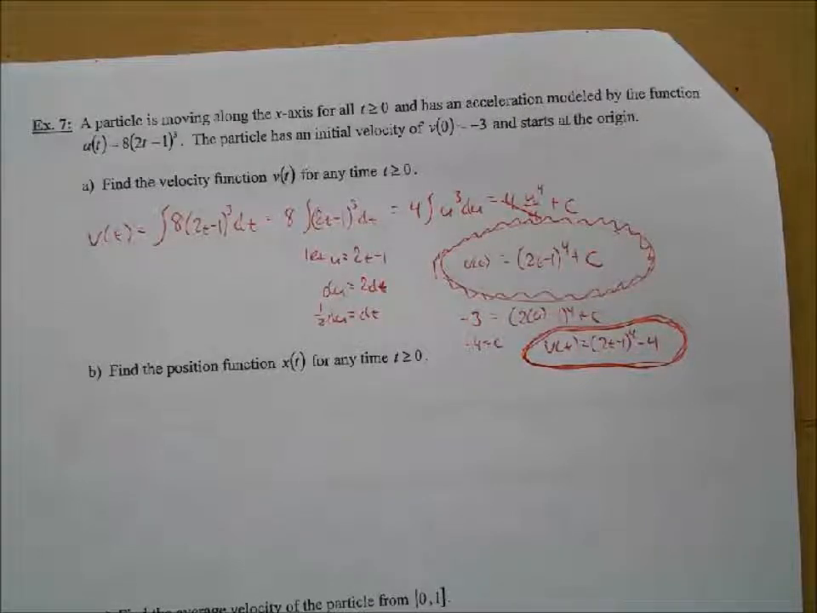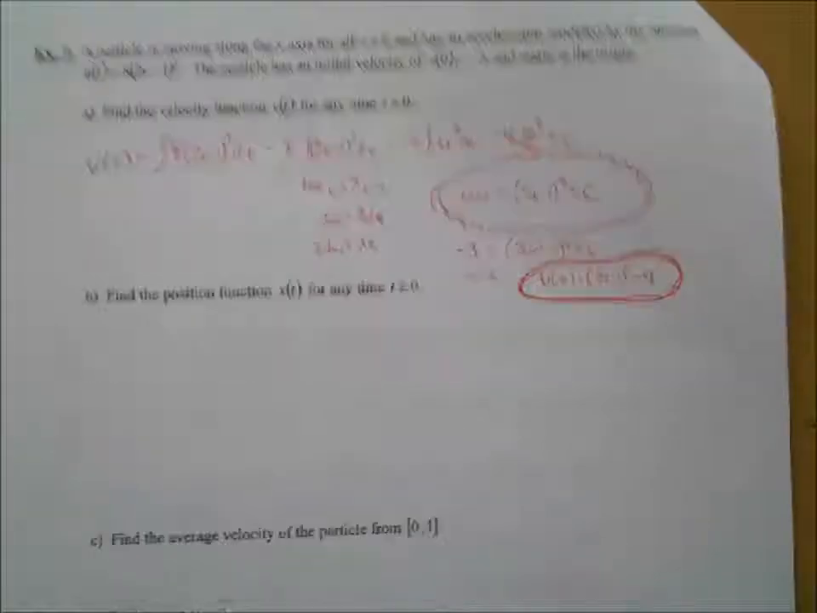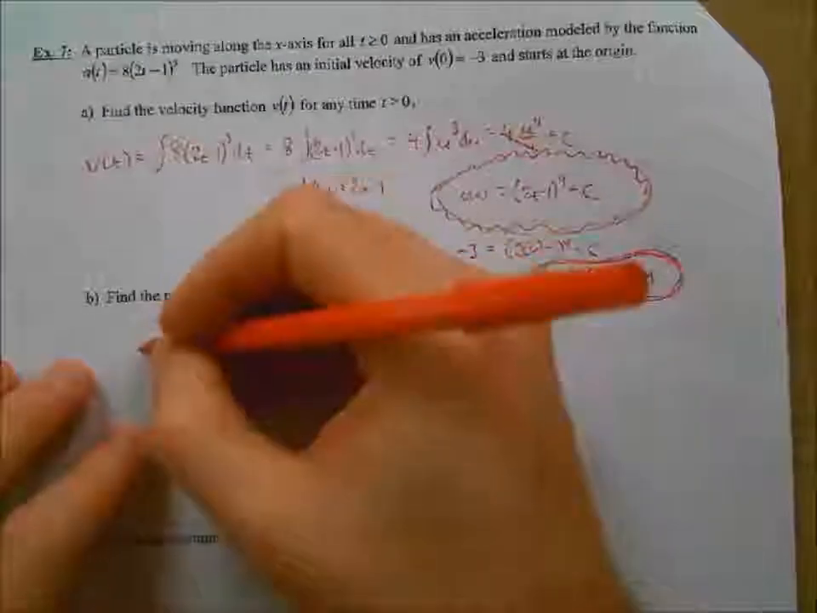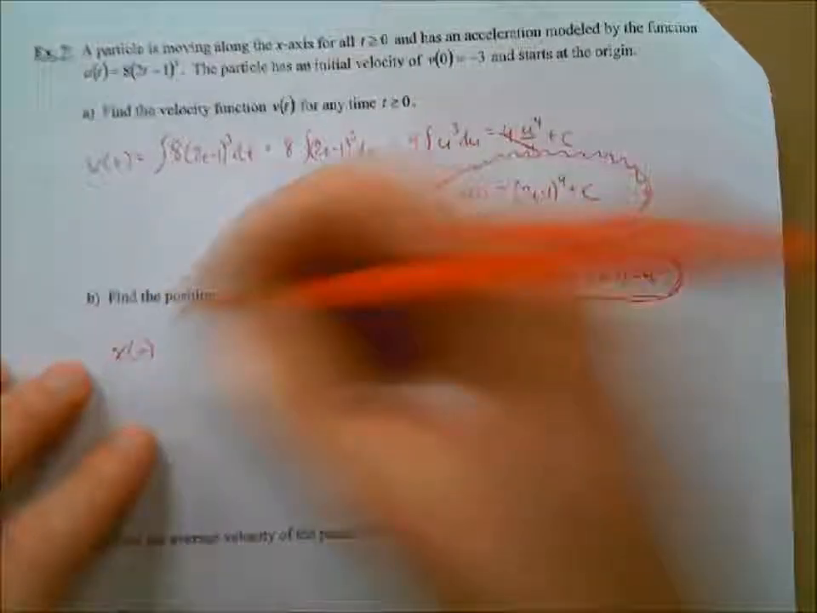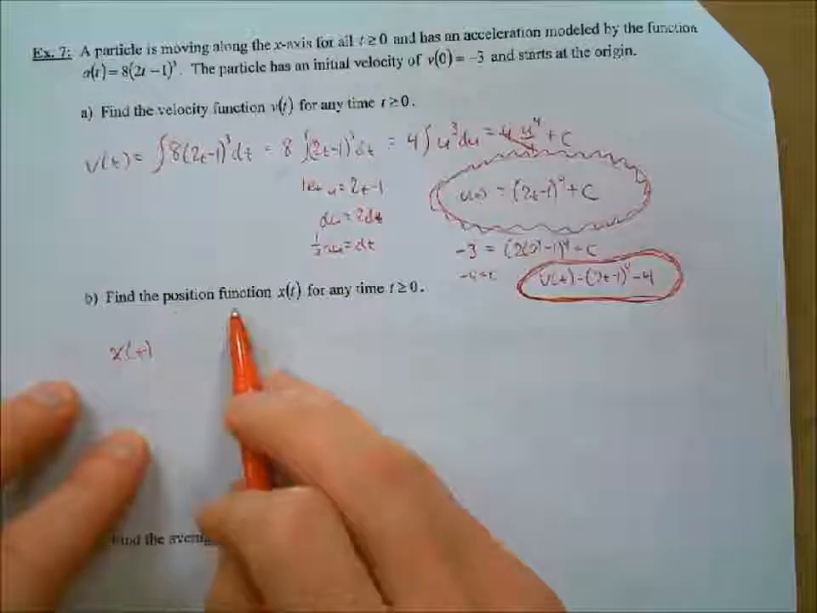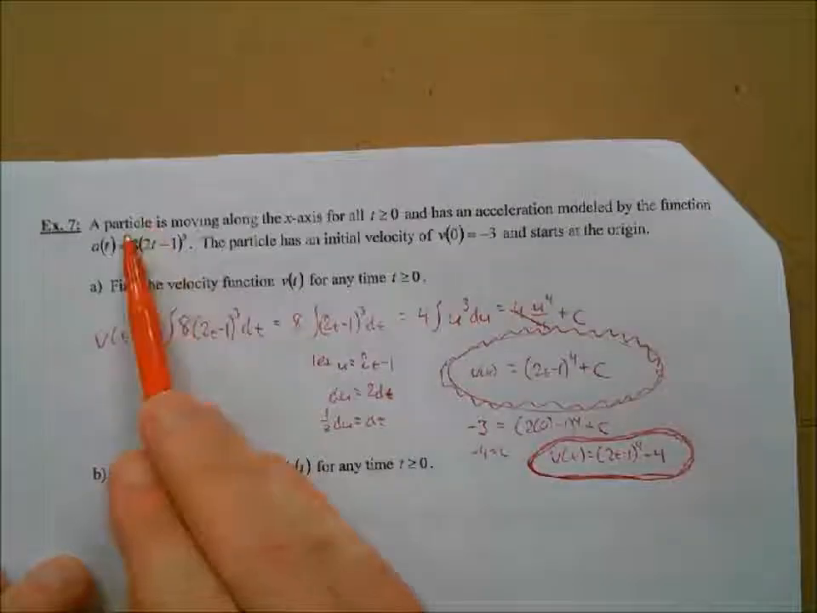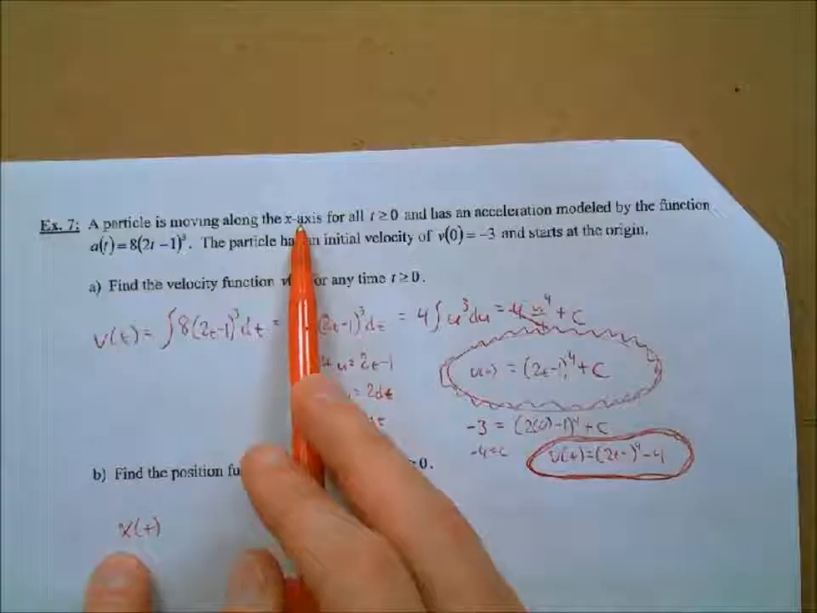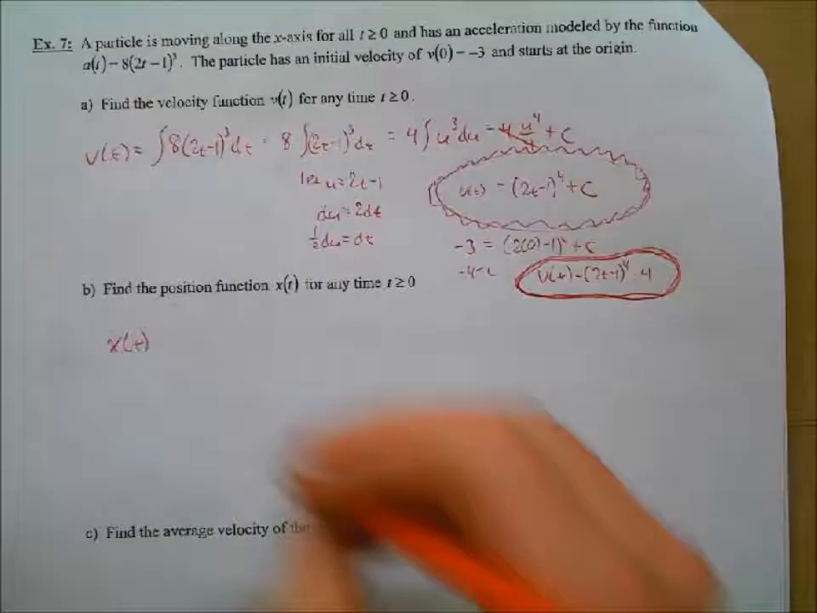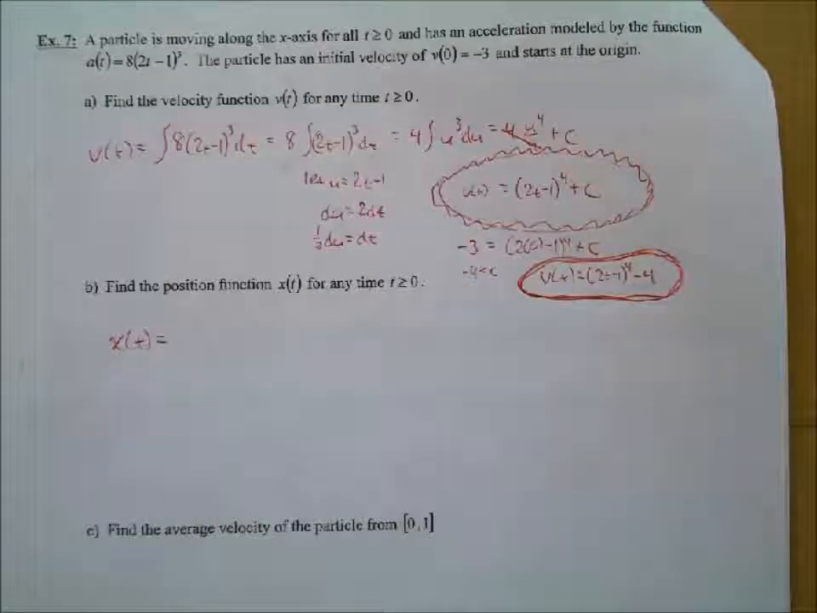Okay, so there's that. Next, letter B, we're asked to find the position function. So, given the velocity, how do we find position? Integrate. So we're going to say x of t. Notice that they're using x of t to describe the position function because our particle is moving along the x-axis. Sometimes we also use s of t for position, but in this case x of t is the more traditional way to describe it.